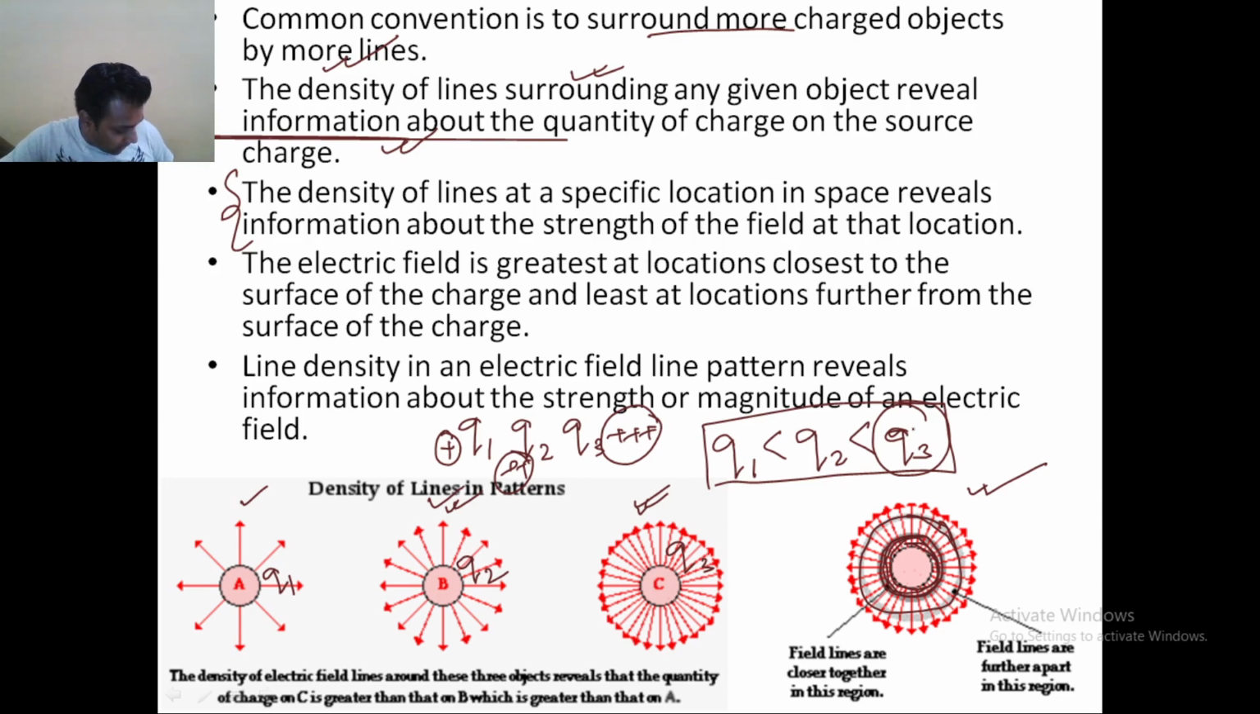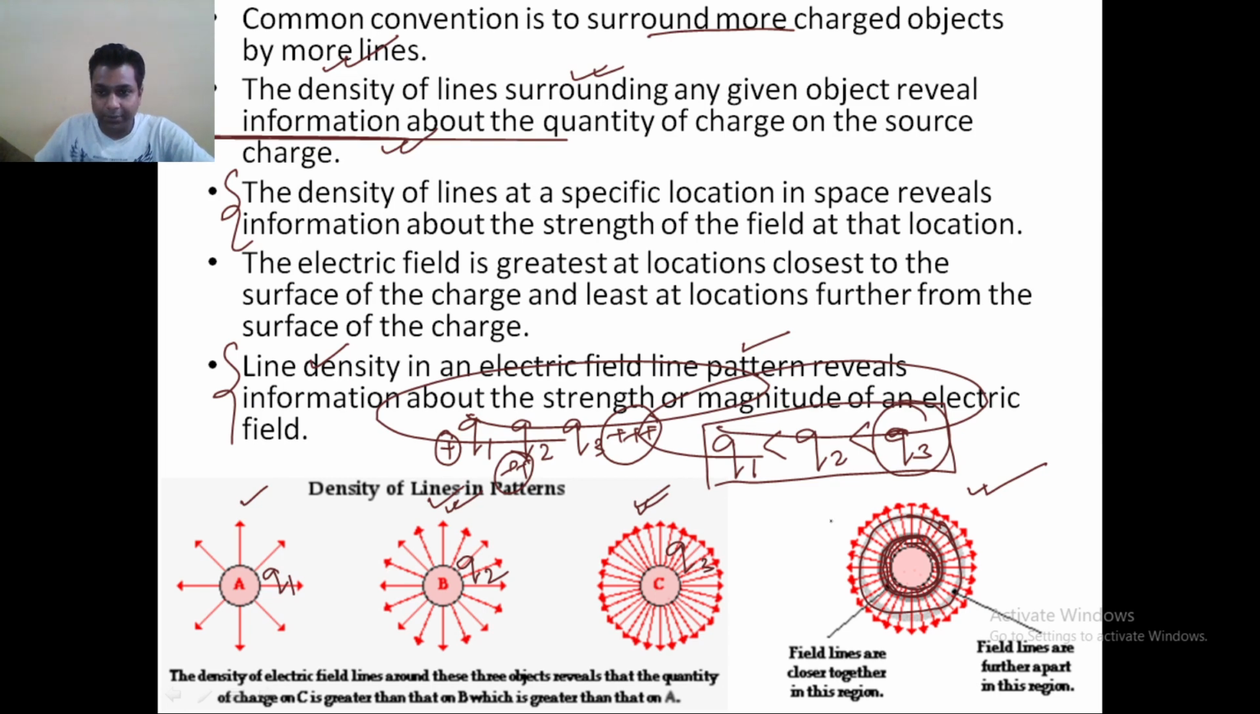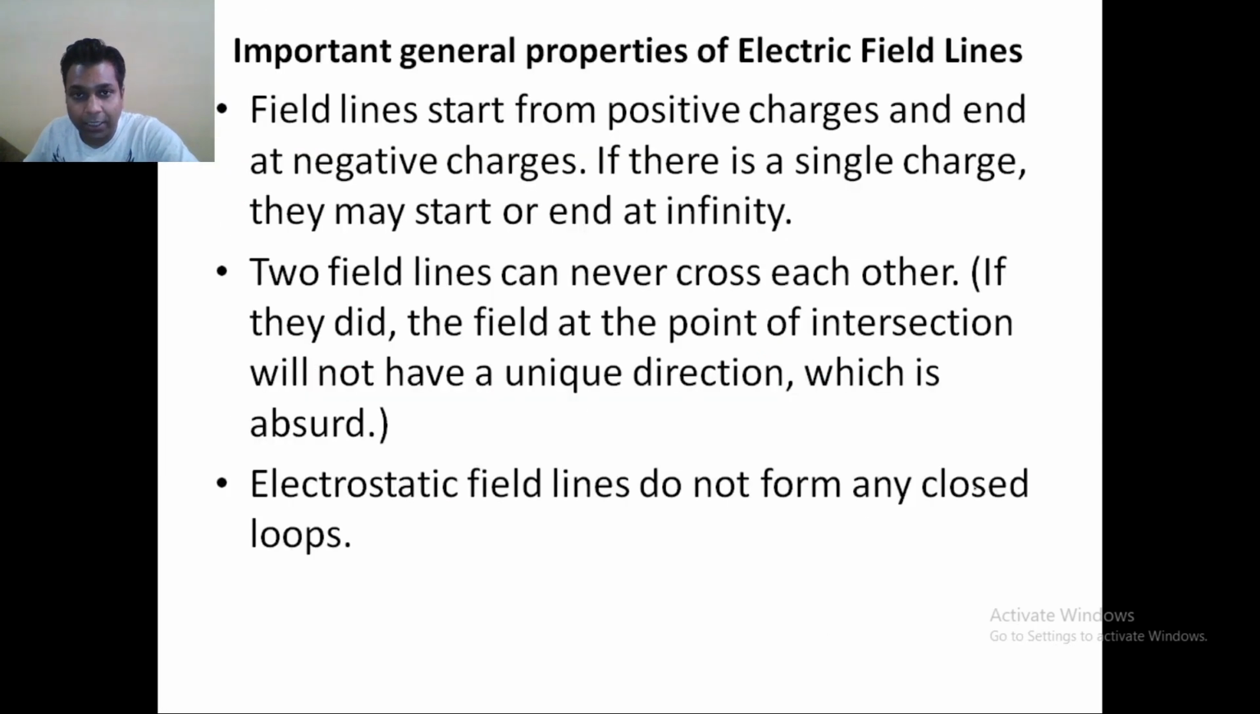So obviously it means that near the charge the electric field will have the highest magnitude, and as you move farther from the charge, the strength of the electric field decreases. The line density in an electric field, the line pattern, reveals information about the strength and magnitude of the electric field. You can understand this from this diagram also.